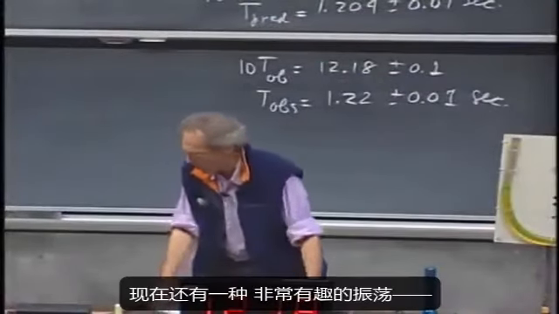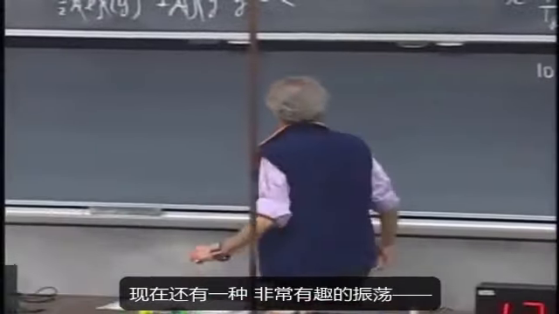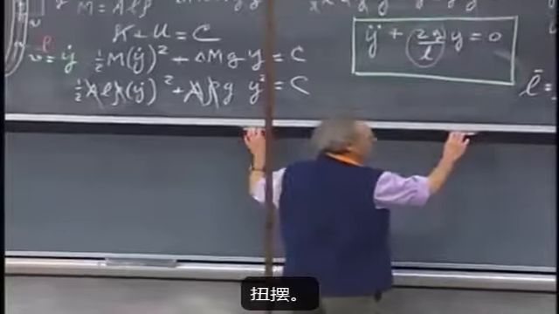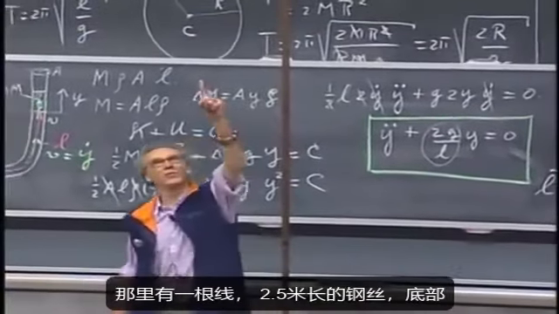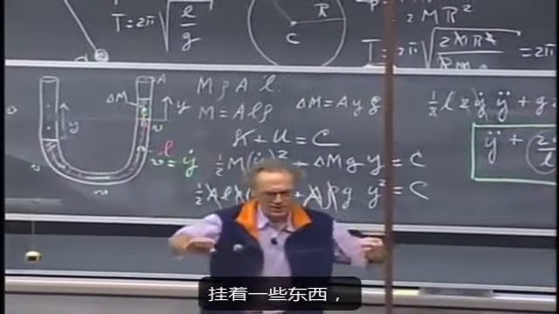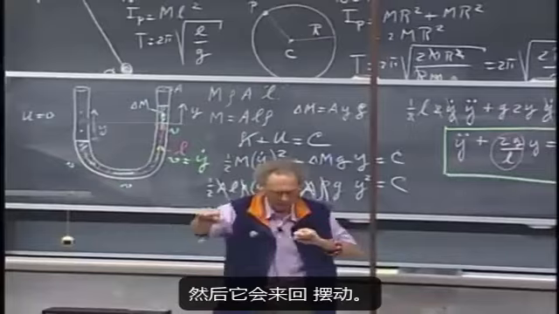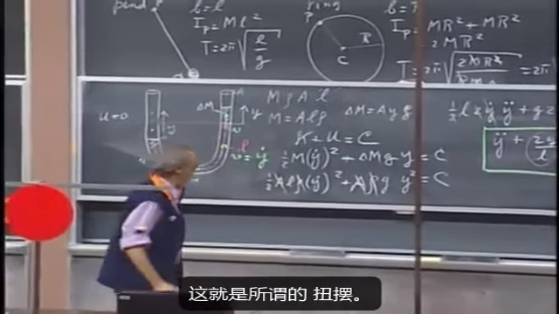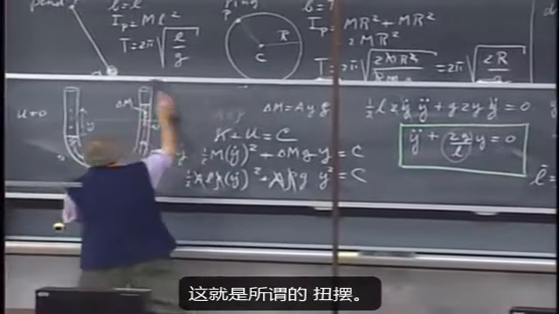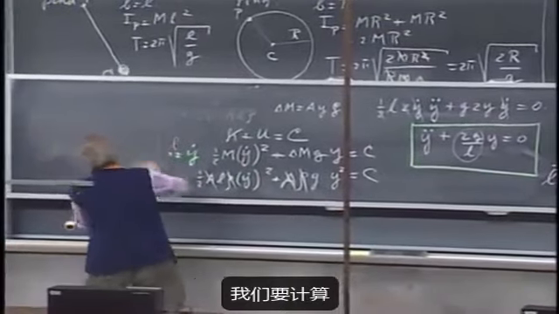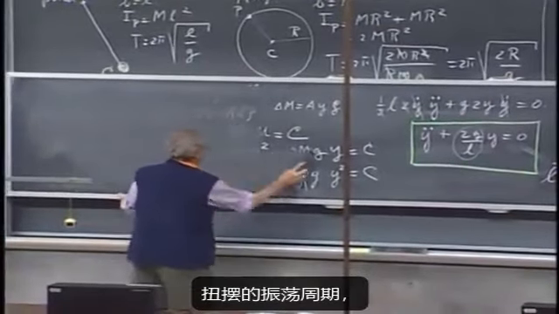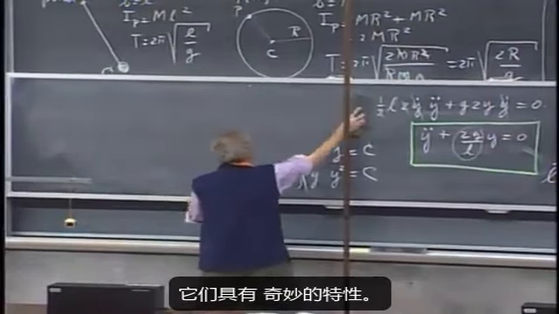Now, one more very interesting oscillation. A torsional pendulum. There's a wire there, 2.5 meter steel wire. And there's something hanging on the bottom which we're going to offset. And then it's going to oscillate back and forth. That's called a torsional pendulum. And we're going to calculate the period of oscillation of a torsional pendulum. And they have wonderful properties.